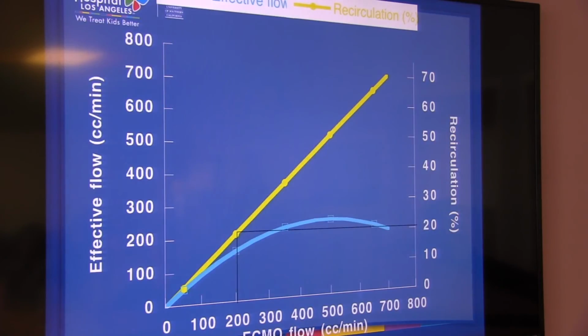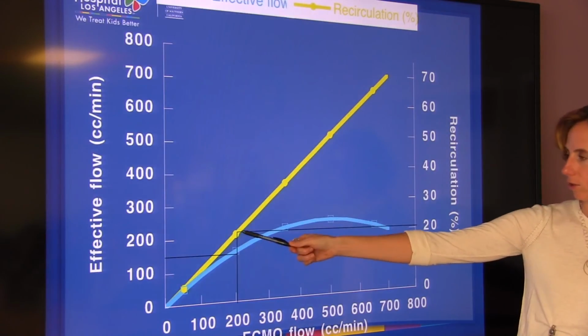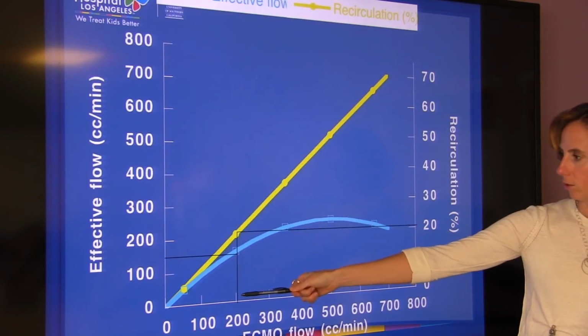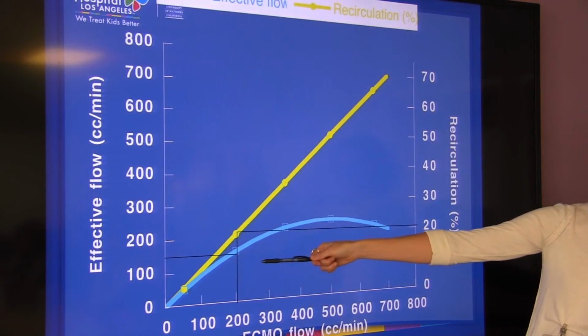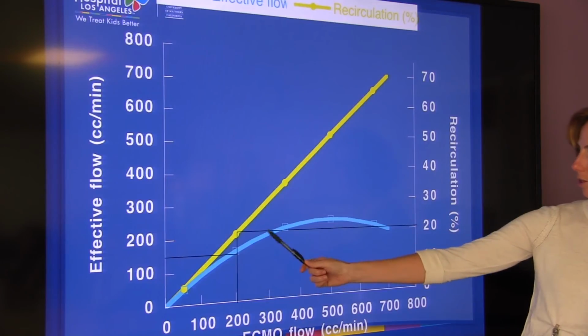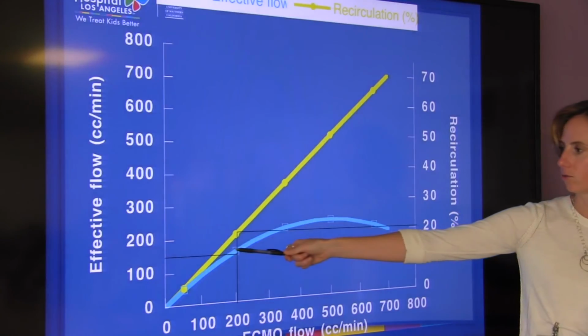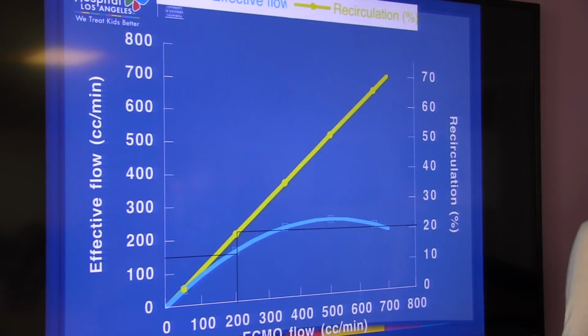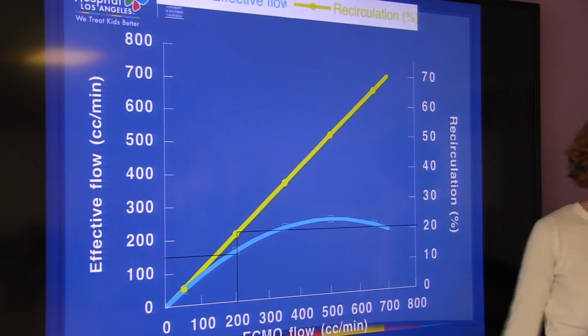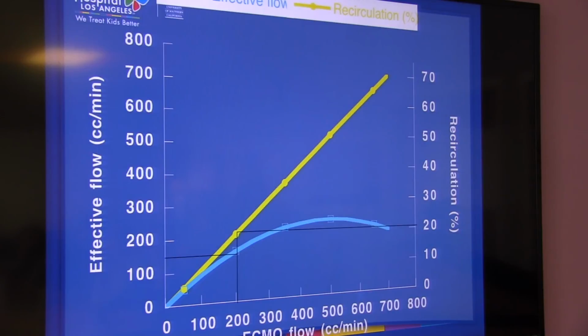So, I forgot the schematics were in here. This just shows you that if you have a patient who is on flows of 200 here, and you have a 20% recirculation fraction, then really their effective flows will be right around 160, just above the 150 mark, right? Because you're losing 20% of your 200 back to your circuit and not out to your patient.